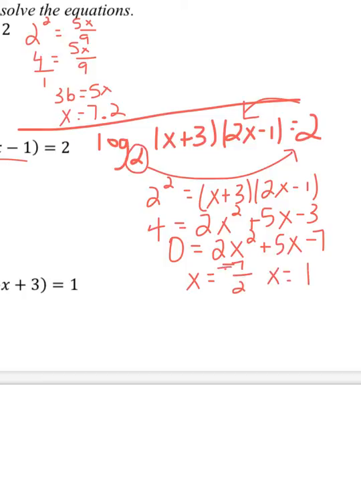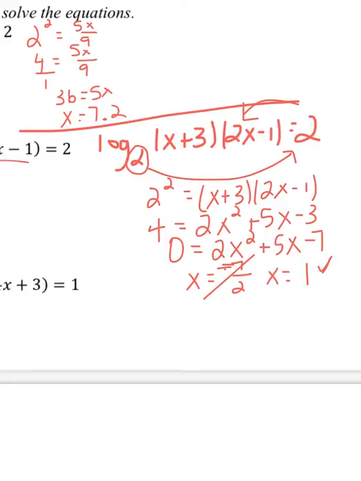You have to plug these back in and check them. Remember, to change the base of a logarithm, you can press alpha and then window 5, and that lets you change the base. When you plug in and check negative 7 over 2, that does not work. However, 1 does. Okay, and then the last one, number 9.